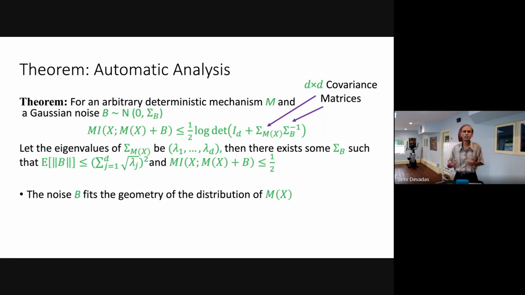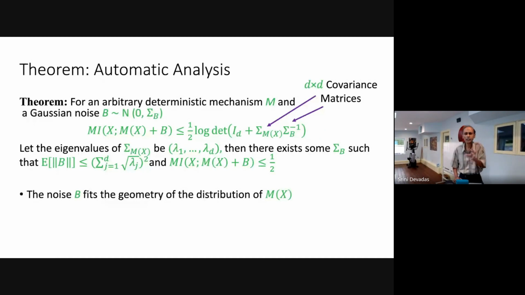And this covariance matrix is going to be related in the multidimensional case to the eigenvalues of the covariance matrix of m of x, right? So again, the intuition is that in the multidimensional case, you're going to have a geometry corresponding to the distribution of m of x, and this noise is going to have to fit the geometry. Where you have large eigenvalues, you're going to add noise with more variance. Where you have small eigenvalues, you're going to add noise with smaller variance. And if the eigenvalues are 0, then you don't have to add any noise. Right? So that's what you want to take away.